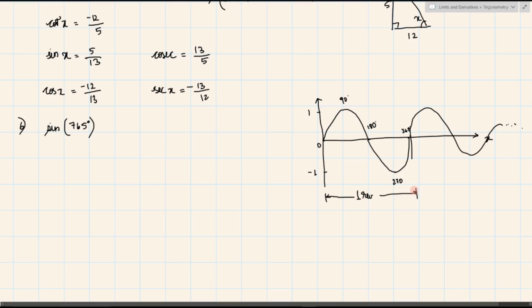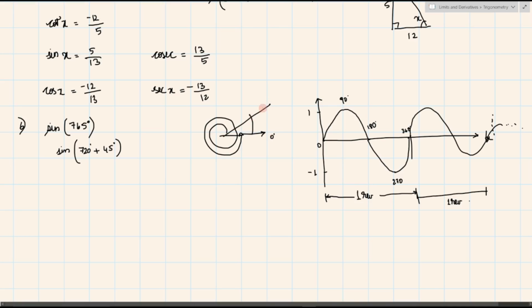So again, after 360 degrees the same pattern would be repeated for each revolution. Now we have sine of, we can write this as 720 degrees plus 45 degrees. So this is nothing but 2 revolutions. We'll have 2 revolutions completed, and from then we'll have 45 degrees somewhere here. 720 degrees will be completing 2 complete revolutions. Again, we are starting at the 0 degree line and then we'll be moving to the 45 degree line.